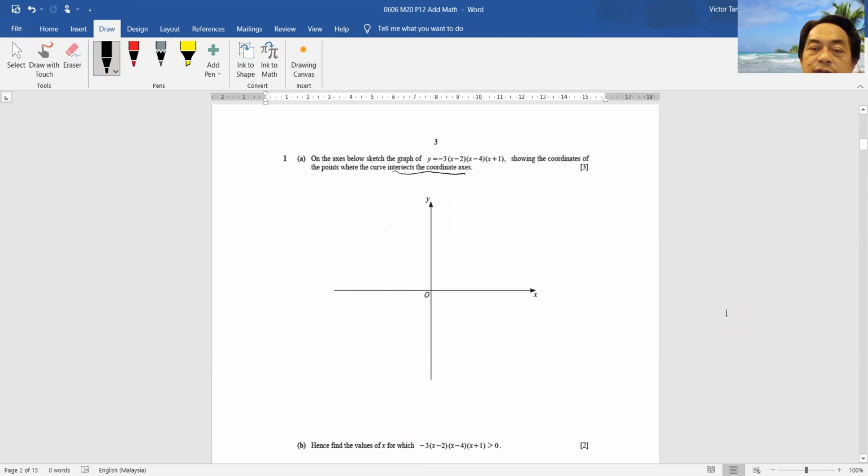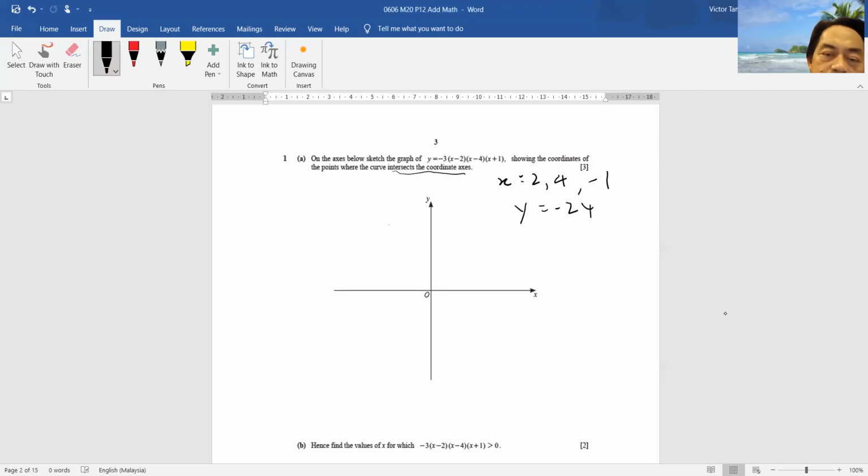So looking at the graph, it is in the factorized form. So the x-intercepts: x minus 2 corresponds with 2, x minus 4 corresponds with 4, x plus 1 corresponds with -1. And when x is 0, that's the y-intercept. So when x is 0, y is -24. Okay? So it's a negative graph. It will start on the positive side.